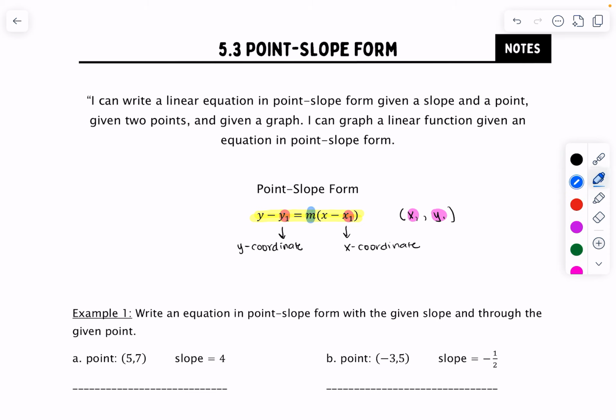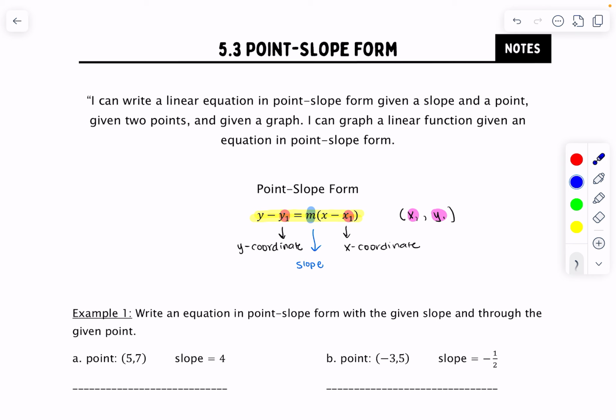Then in the middle, we've got our m. What did m stand for in y equals mx plus b? It stood for the slope, so m represents the slope. The x and y variables here are any other point on the line. We could plug in an x, find a coordinate along the line, and it would make the equation true.